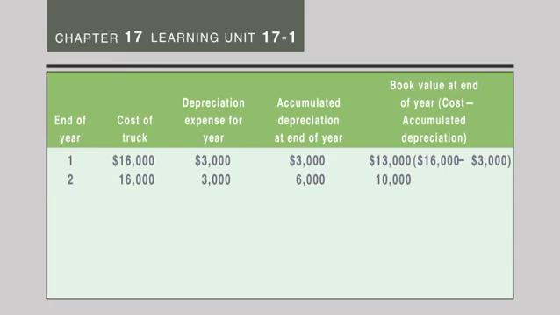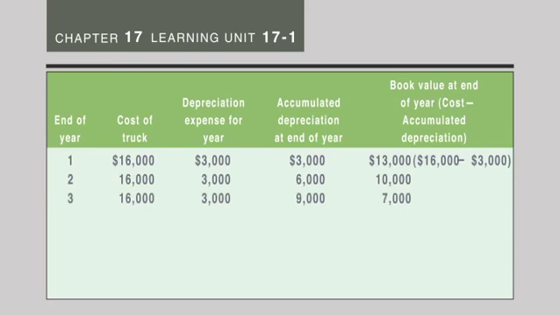In year number 2, we still always put what? The cost, 16,000. The depreciation, because straight line stays the same, is 3,000 again the next year. Accumulated has now been built up to 6,000, and our book value has dropped down to 10,000, which again is cost less total accumulated depreciation.